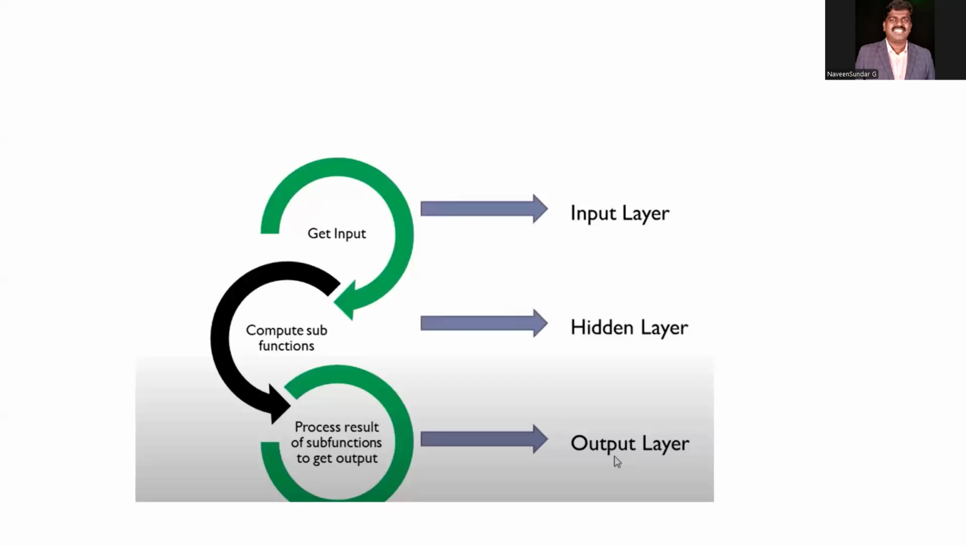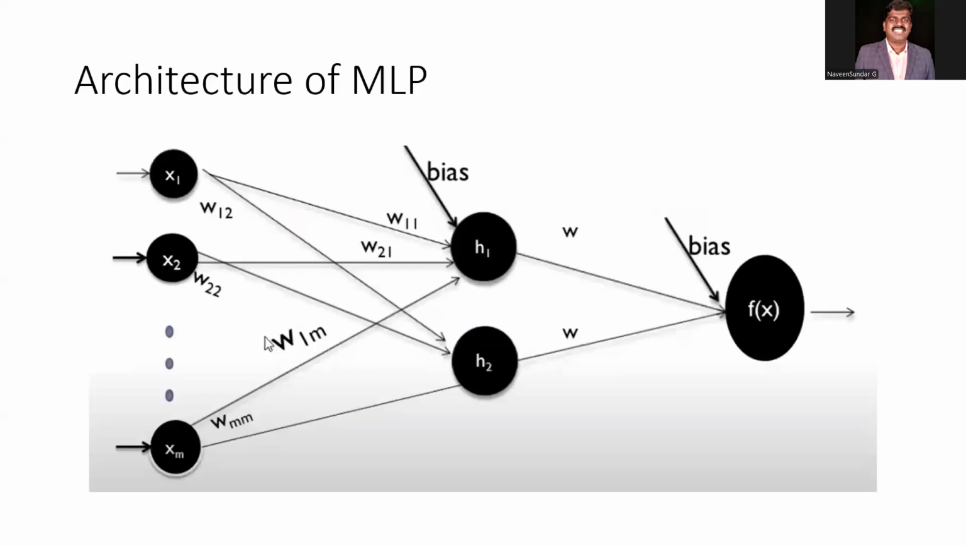Here we get the input in the input layer, and then we compute all the sub functions. That is why we call it a hidden layer, and then the result of the subfunctions is processed to get the output. You can even have multiple hidden layers, and you will see how to calculate using the formula.